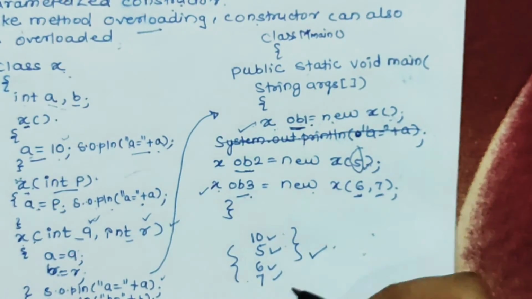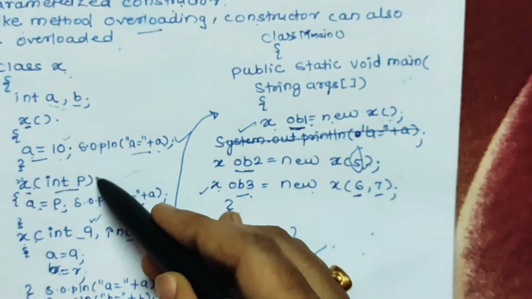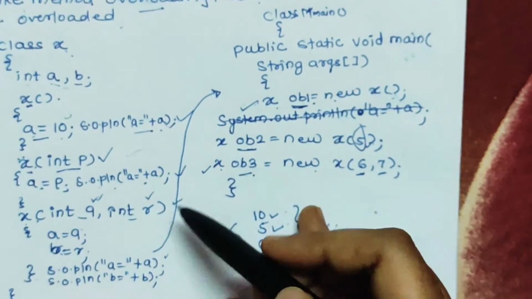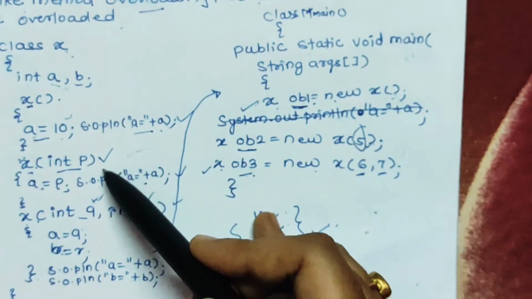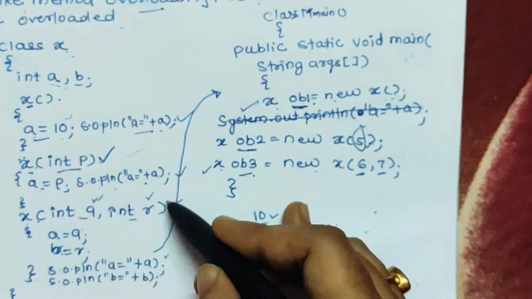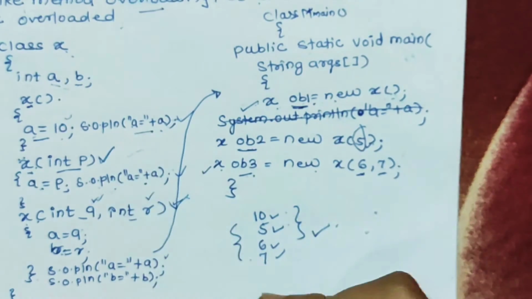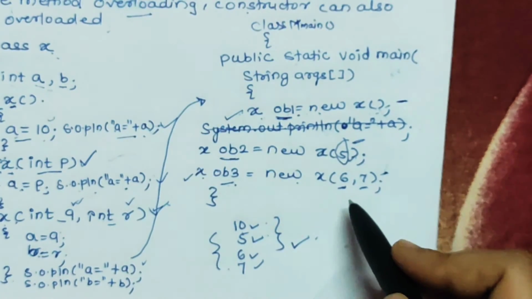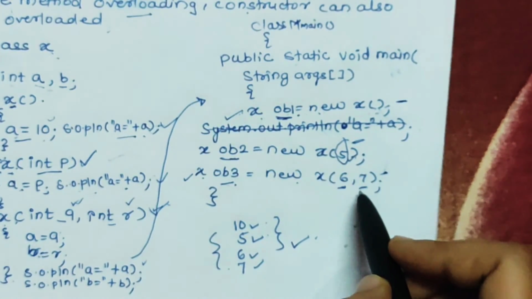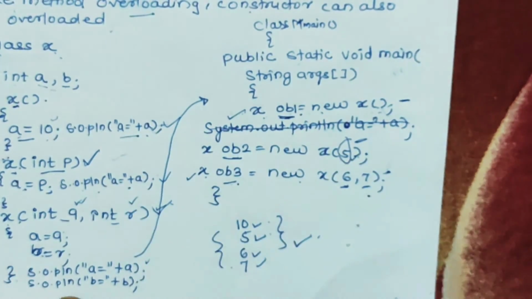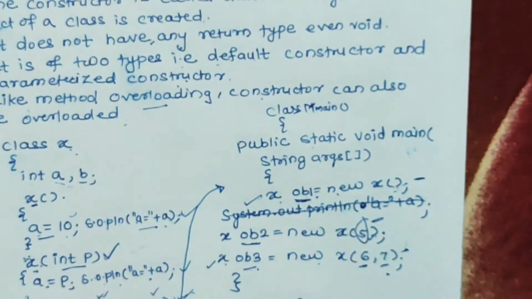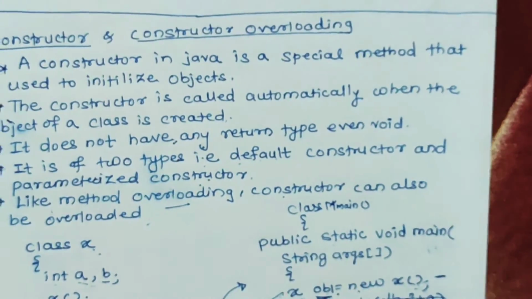Why is it so? Because there are three constructors, and all the constructors have varying numbers of parameters. That's why we have overloaded the constructor, and based on the type of argument it is provided, the constructor will be called. So this is the concept behind constructors in Java.